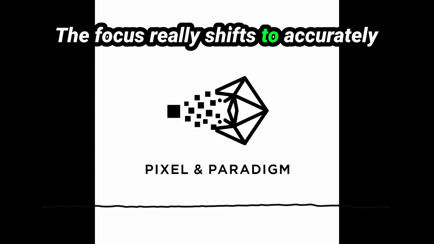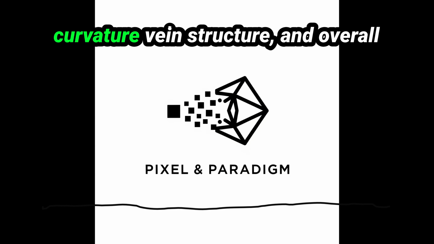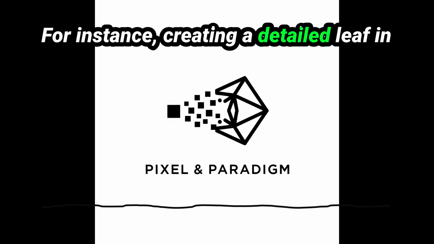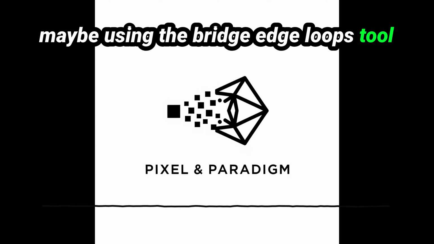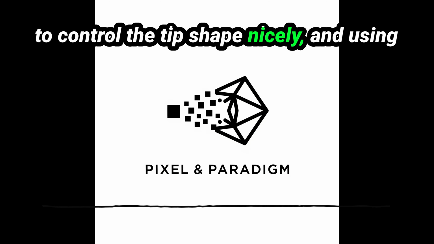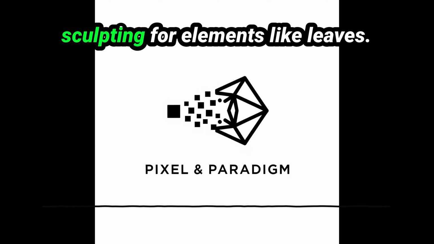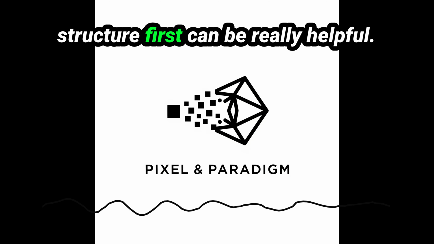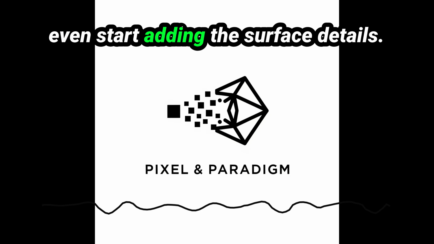The focus really shifts to accurately capturing the realistic or perhaps intentionally stylized thickness, curvature, vein structure, and overall edge flow of these elements. For instance, creating a detailed leaf in Blender might involve starting with a simple plane, adding some edge loops, maybe using the Bridge Edge Loops tool to connect a front and back face to give it thickness, stitching vertices together to control the tip shape nicely, and using techniques like insetting faces to prepare specific areas for subdivision and later sculpting. For elements like leaves, using tools like Z-Spheres in ZBrush to create an underlying skeletal structure first can be really helpful. It helps ensure consistent profiles and natural curvature before you even start adding the surface details.